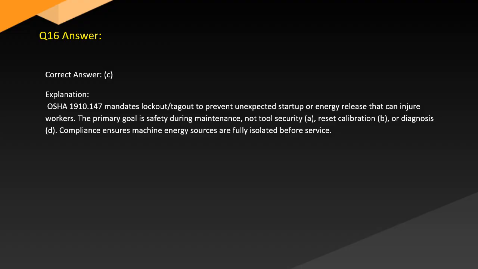Answer. Correct answer. C. Explanation. OSHA 1910.147 mandates lockout/tagout to prevent unexpected startup or energy release that can injure workers. The primary goal is safety during maintenance, not tool security. A. Reset calibration. B. Or diagnosis. D. Compliance ensures machine energy sources are fully isolated before service.